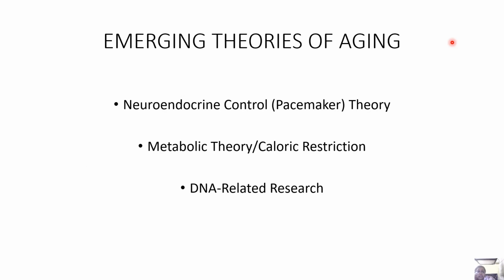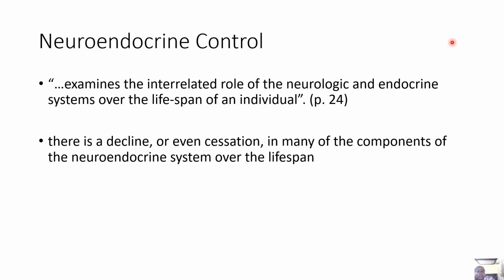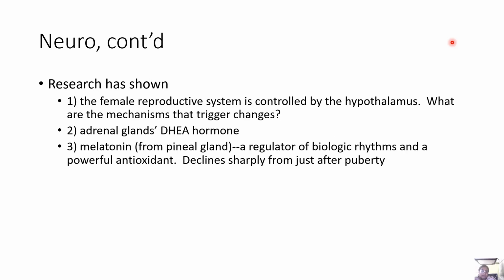Now, what are the emerging theories of aging? Neuroendocrine control theory and the metabolic theory, calorie restriction, and DNA-related research. So basically it examines the integrated role of the neurologic and endocrine systems over the lifespan of an individual. There is a decline or even cessation in many of the components of the neuroendocrine system over the lifespan. Now, research has shown the female reproductive system is controlled by the hypothalamus. So, what are the mechanisms that trigger changes?